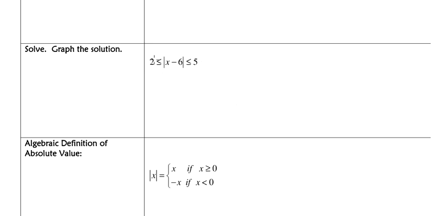So if this value is positive, then 2 is less than or equal to x minus 6, which is less than or equal to 5. I want to get x all by itself, and so to all three parts of my inequality, I'm going to add 6.